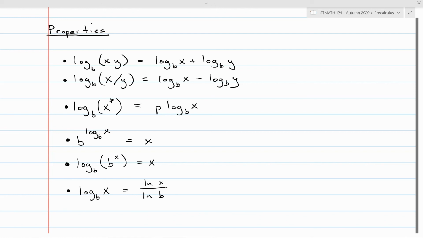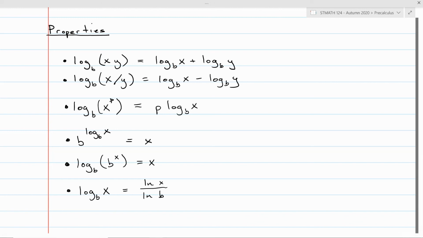When you do log of x times y, you can break that up as a sum: log of x plus log of y. Whenever you do log of x divided by y, you can break that up as log of x minus log of y. The third property there is a really nice one. Whenever you take log of x and the x is raised to a power, you can bring the power down in front of the logarithm.